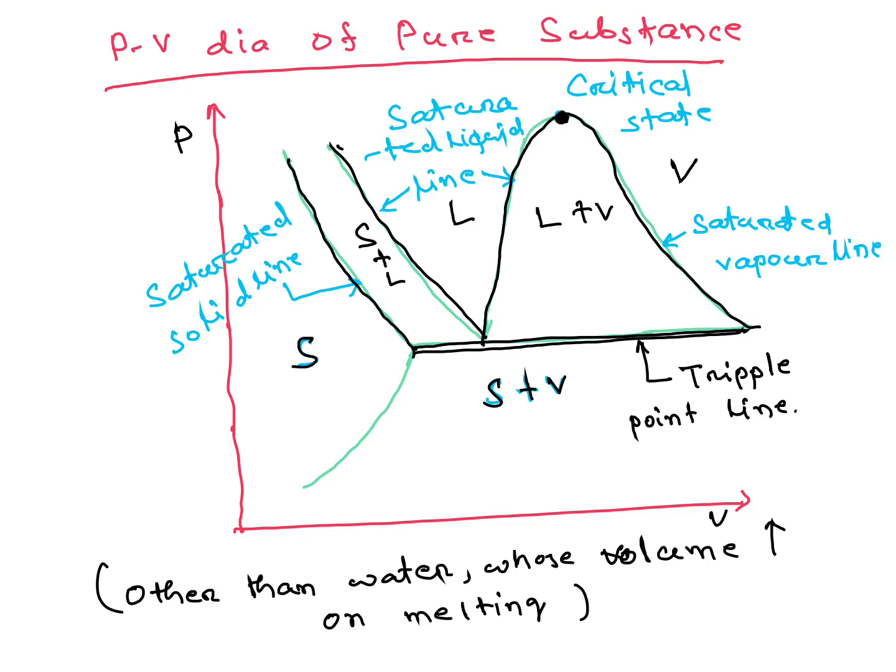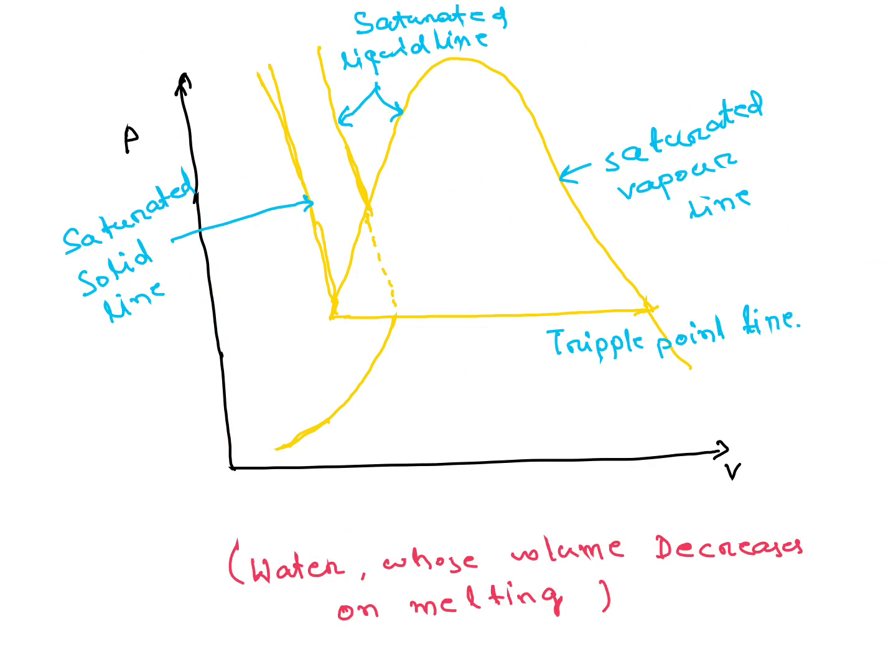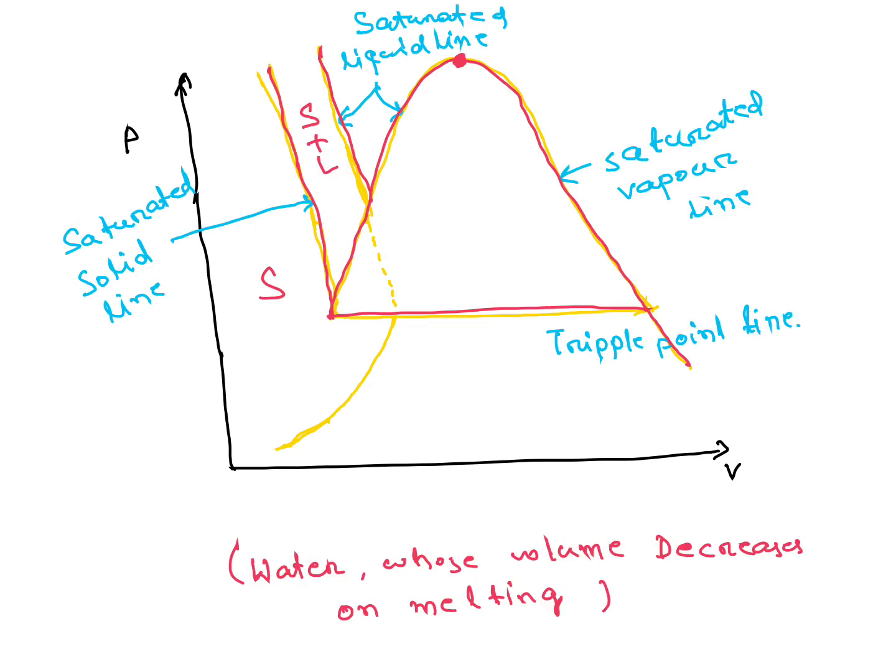This is the PV diagram for water, whose volume decreases on melting. Here this is the saturated solid line, then solid plus liquid. This is the saturated liquid line. Here the critical point, then the saturated vapor line, then our triple point line, this one. So this side solid, solid plus liquid, then this side liquid, liquid plus vapor, vapor, solid plus vapor.